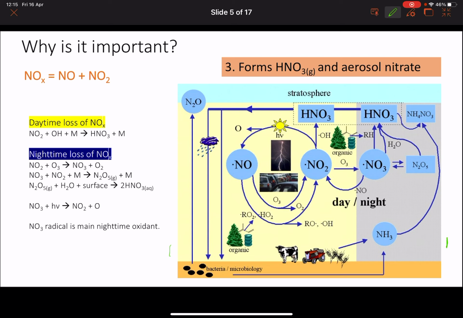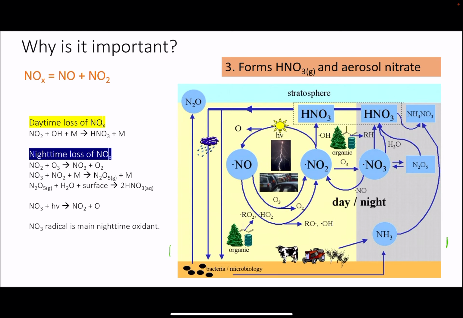So during the daytime, you lose NOx through the reaction of NO2 with OH. And again, like I said, OH is the oxidant that oxidizes everything. And that's this reaction here, NO2 and OH forms HNO3. This M you'll see throughout a lot of atmospheric chemistry reactions. It just means that some inert body is needed. It's neither produced nor consumed, so you can essentially ignore it. But it's there for completeness, to be accurate in terms of what type of chemical reaction it is.